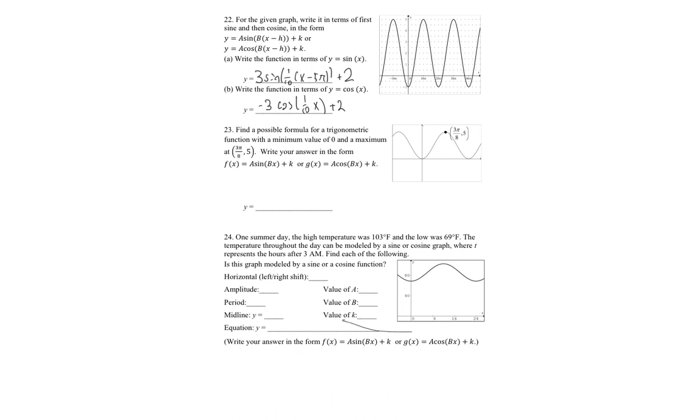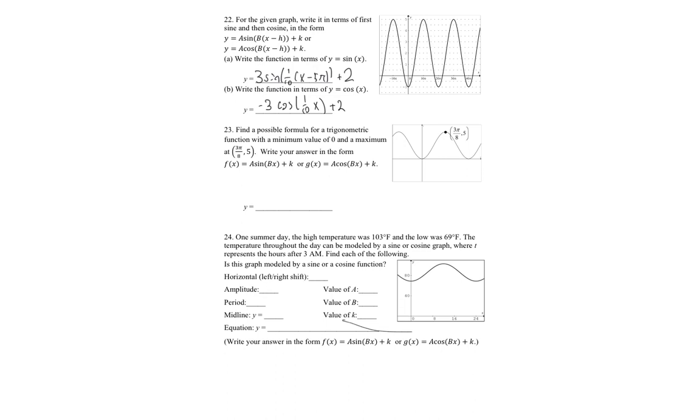So for this next one, you find a possible formula for a trigonometric function with a minimum value of 0 and a maximum at 3 pi over 8, comma 5. We need to write our answer either in the form of a sine of bx plus k or a cosine of bx plus k. So I'm going to go ahead, I mentioned it last time.